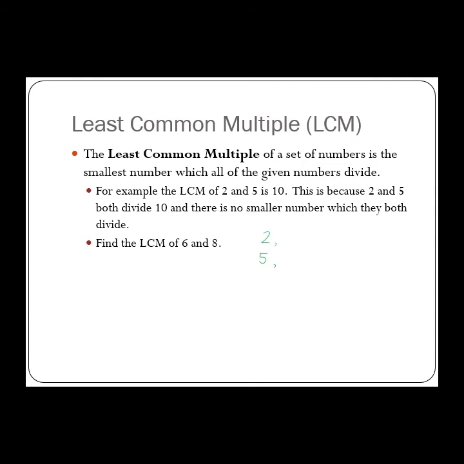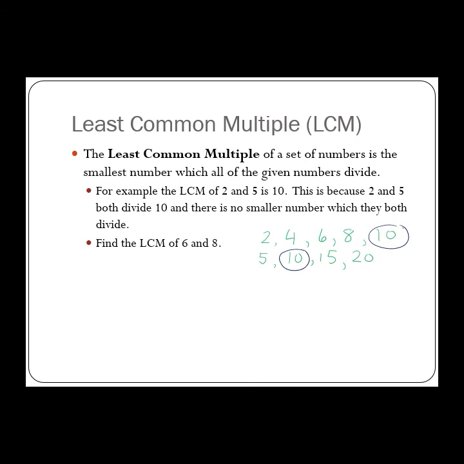2 plus 2 is 4. 5 plus 5 is 10. 4 plus 2 is 6. 10 plus 5 is 15. So the top are the multiples of 2 and the bottom are the multiples of 5. 6 plus 2 is 8. 15 plus 5 is 20. 8 plus 2 is 10, and that's our first match. So that's how we get that the least common multiple is 10.